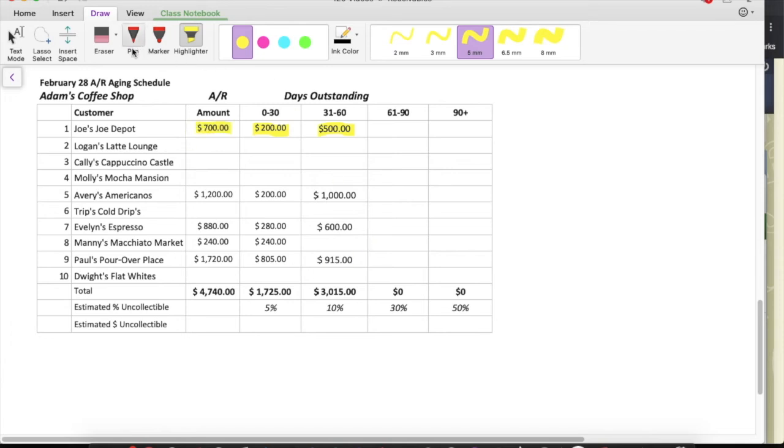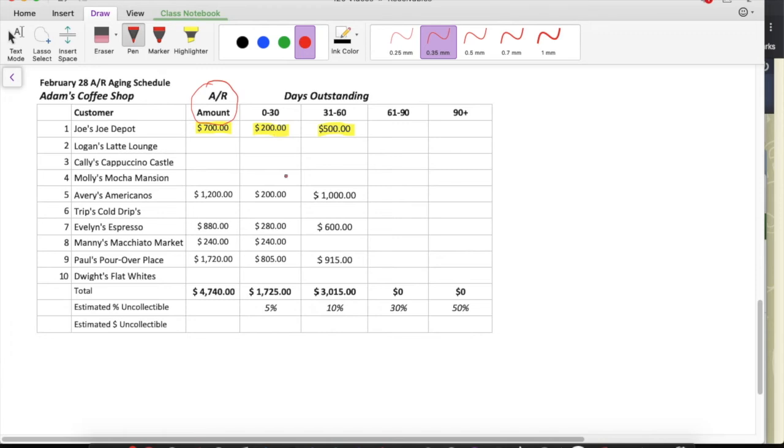So as you can see, this aging schedule is going to take the total amount that customers owe us, the accounts receivable amount, the total value, and it's going to classify it by how old it is. Each group then has its own percentage, each age category.